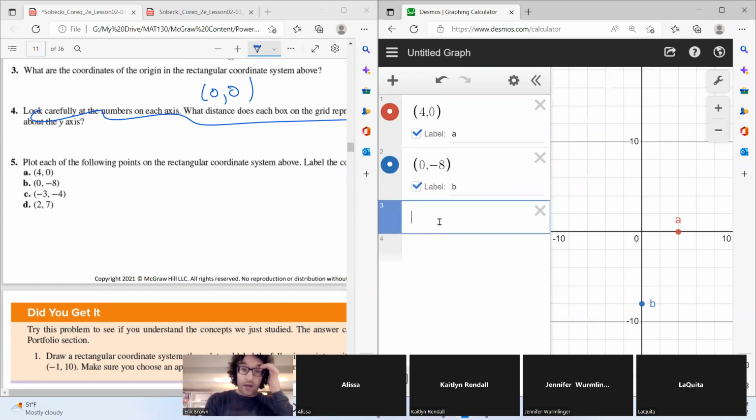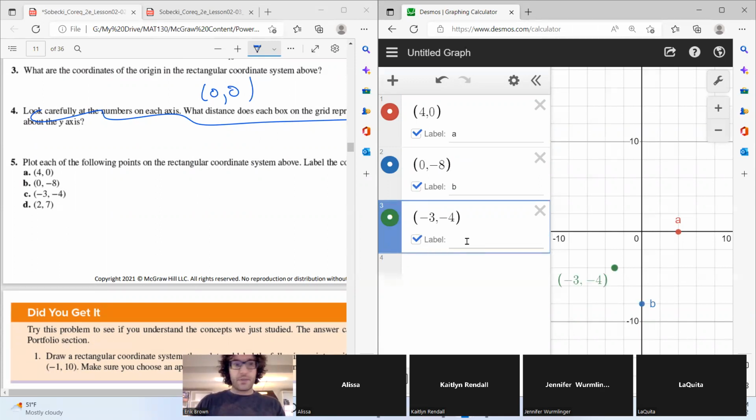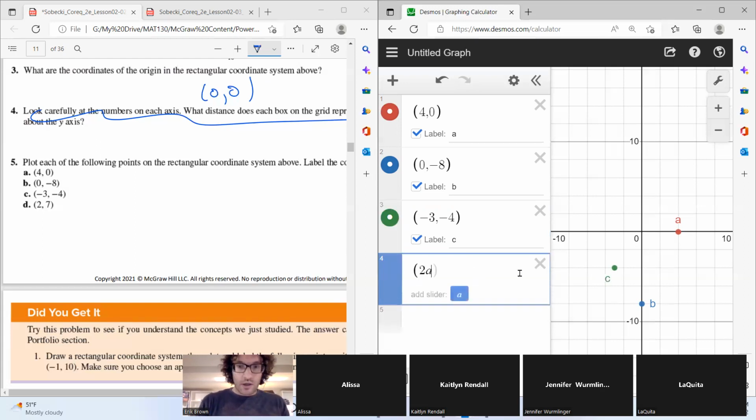And then let's see, (-3, -4). That is going to be labeled point C, and you seem to be getting the point, right? (2, 7). So what I want you to do is make sure everyone can do that. When you've got these in Desmos, tell me you've done it. And I'll give you 3 minutes until I start wondering if you're there. Set a timer for 3 minutes.